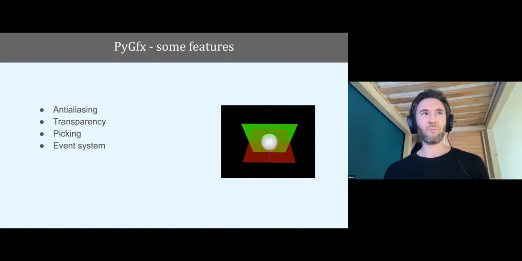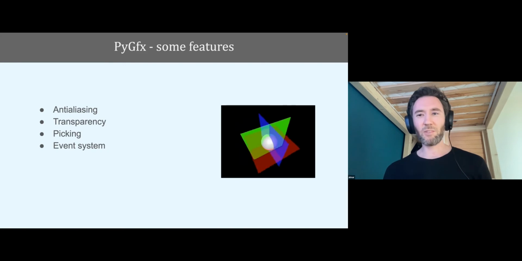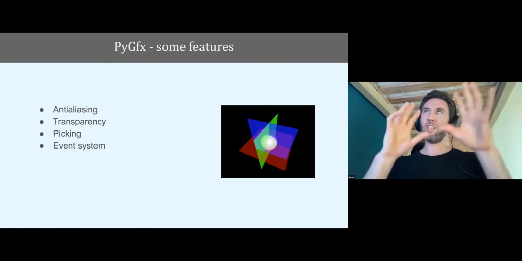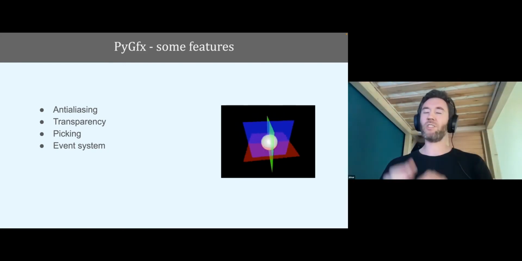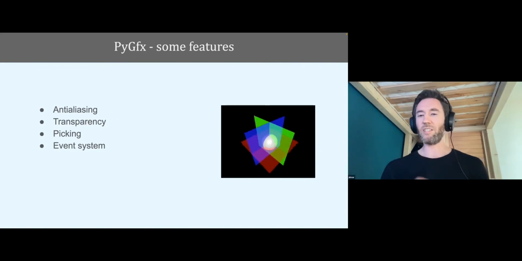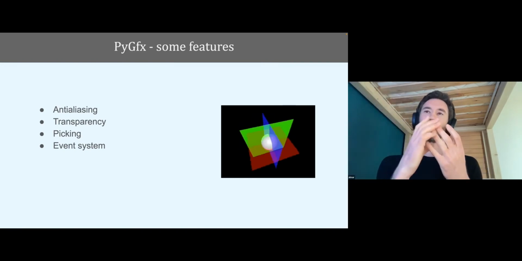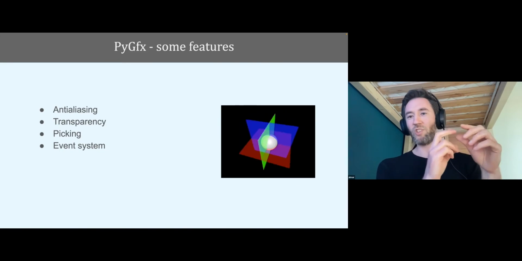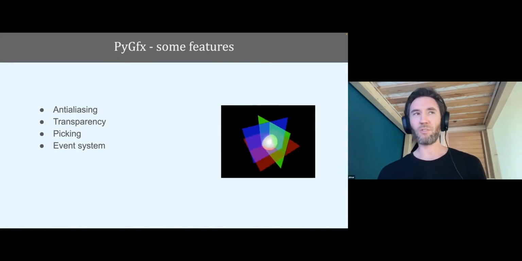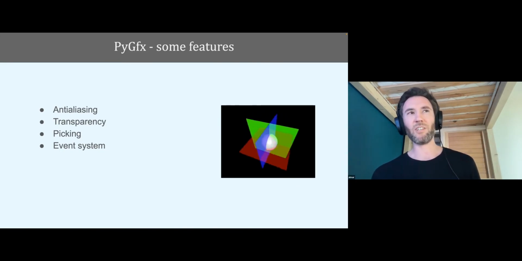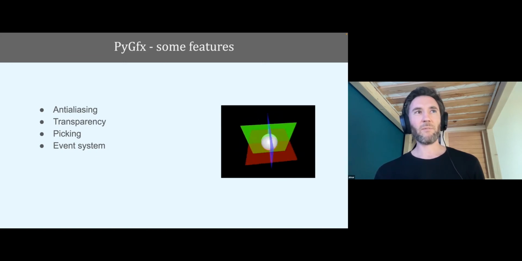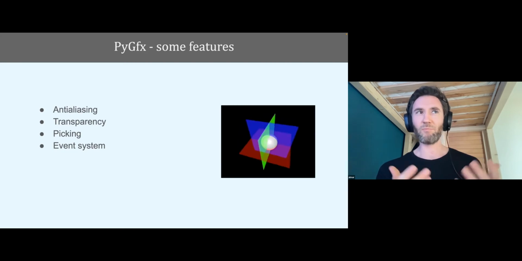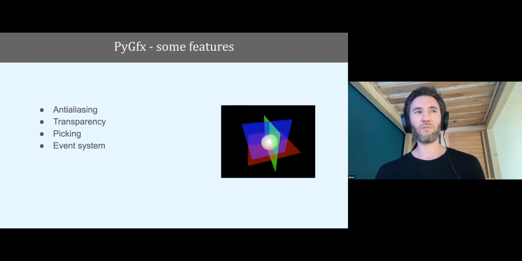We also have a very interesting picking system. So let's say you have a scene with different meshes in them, you can click in the scene and know what object you clicked. But you not only get the object that was clicked, but also the face that was clicked and even the position within that face where the click occurred. So we have very detailed picking information, and that can be very convenient for making annotations and that sort of thing.